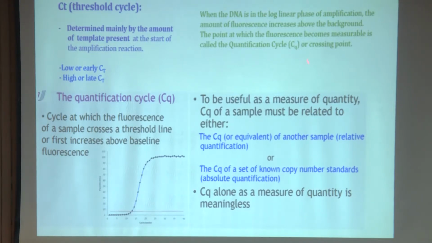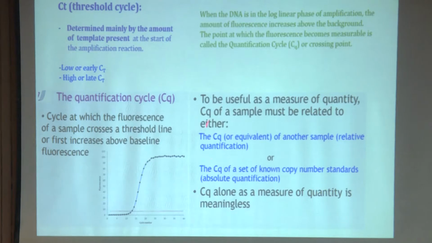And of course, I also introduced a term, quantification cycle, CQ. That's also a crossing point. Some of the companies like Roche use the word CQ value, whereas CT is used by Bio-Rad. Quantification cycle is defined as the cycle at which the fluorescence of a sample crosses the threshold line or first increases above the baseline fluorescence. So that's CQ and CT. Now you understand, right?